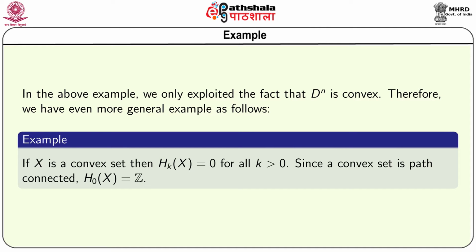Now, one thing we can note here is that in the above example, we only exploited the fact that D^n is a convex set. So, we have an even more general example: if we start with a convex set X, then H_k(X) is trivial for every k greater than 0, and again, convex set being path connected, H_0(X) will be Z.